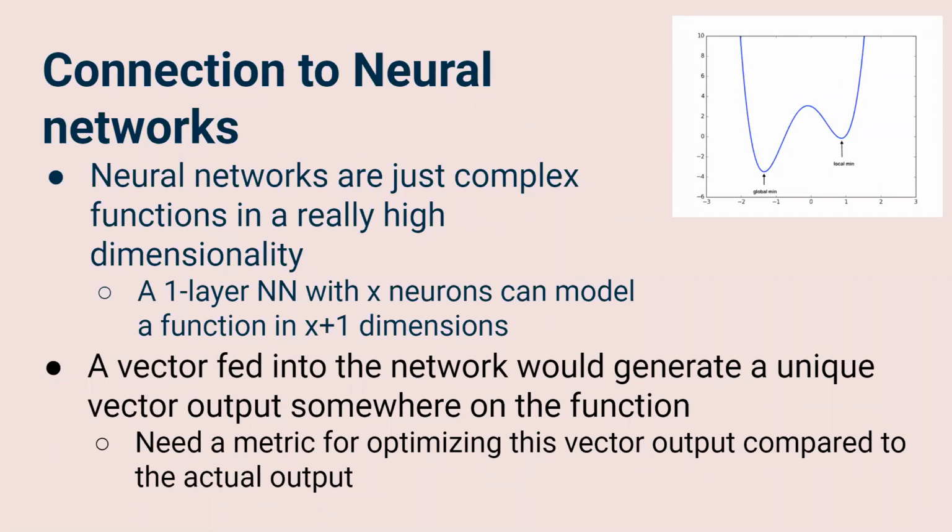the input. And so what happens is that a vector is basically fed into the network and it would generate a unique vector output that is somewhere on the function, function being the neural network. And then we need to figure out some metric for optimizing this vector output compared to the actual output. And so this connects back to gradient descent because the value we're trying to optimize and get to is going to be the minimum value.